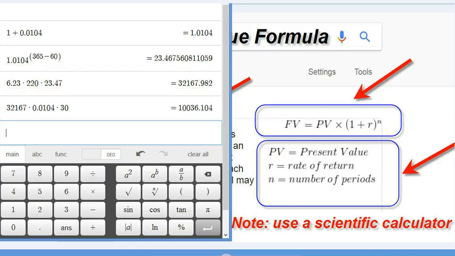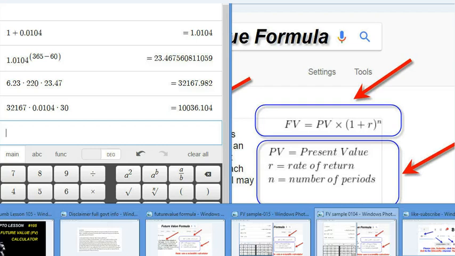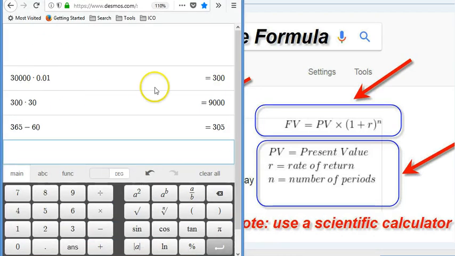I'm trying to get this video under 20 minutes, but I wanted to make sure that you gain this knowledge of how to use this calculator to be able to determine future value.